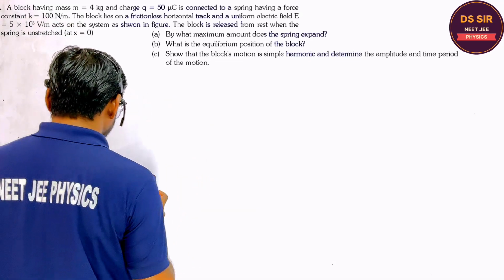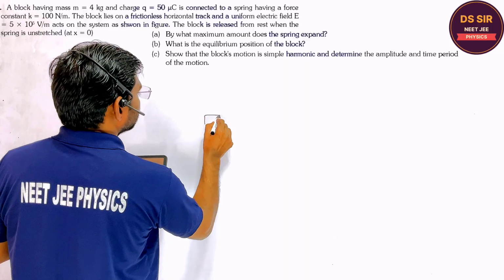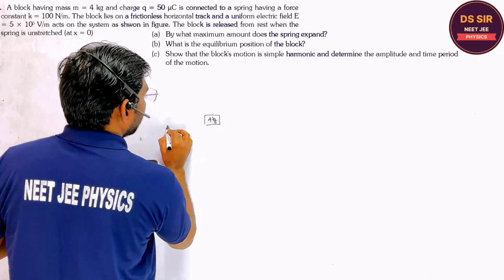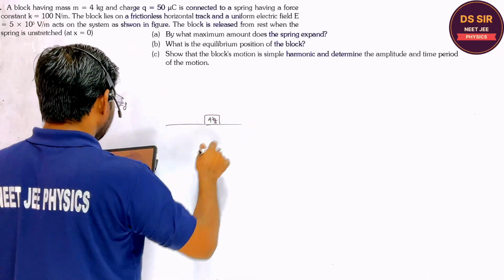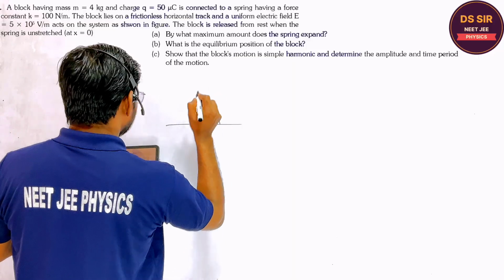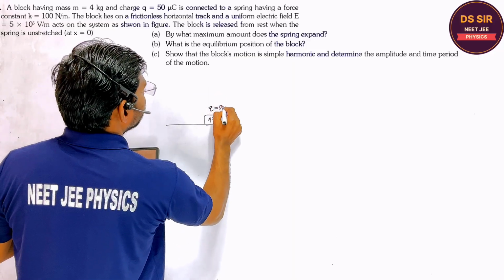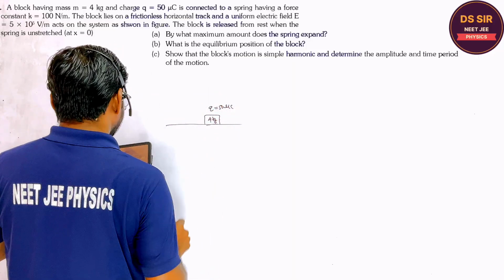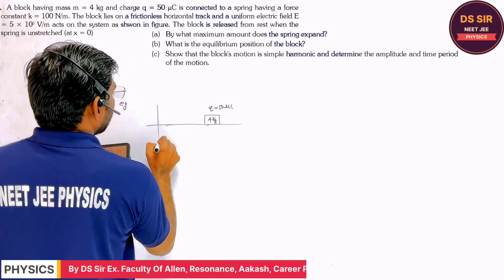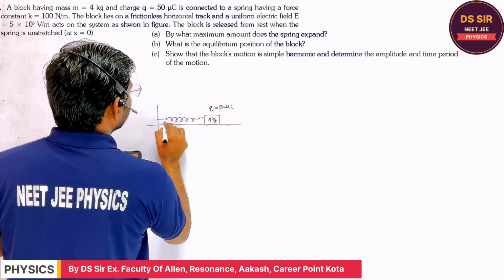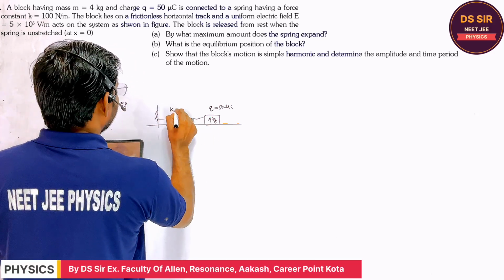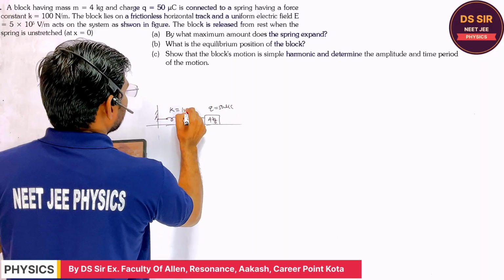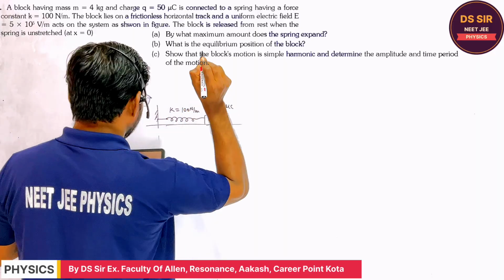Let's see this question. In this question, a block having the mass 4 kg. This is the 4 kg mass, and it is placed on a frictionless surface. It also has the charge Q. The charge is 50 microcoulomb, right? And it is connected to the spring having the spring constant k, like this. Is it clear? And the value of the spring constant is 100 Newton per meter.